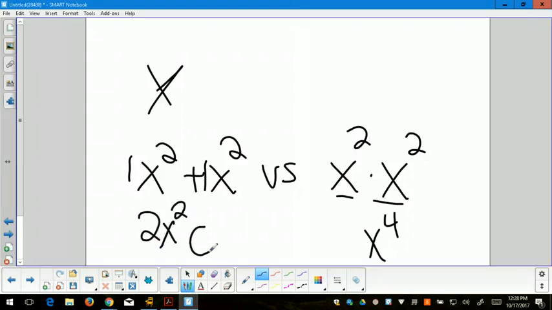Here, all I'm doing is combining like terms. Here, I'm actually multiplying, which is what I would be doing if I were distributing a term into other terms, or into a parenthesis. We'll see that in just a second.